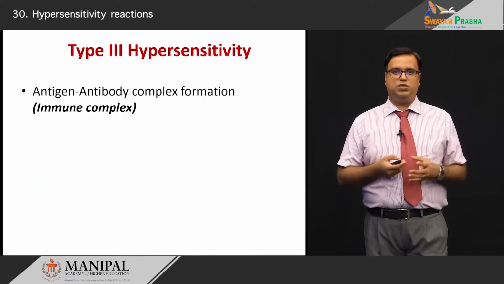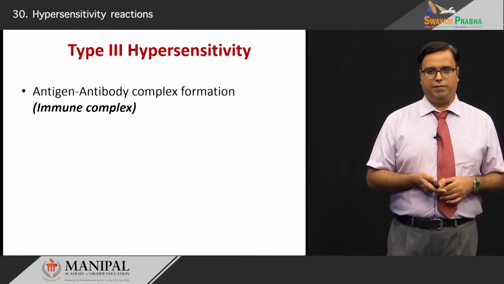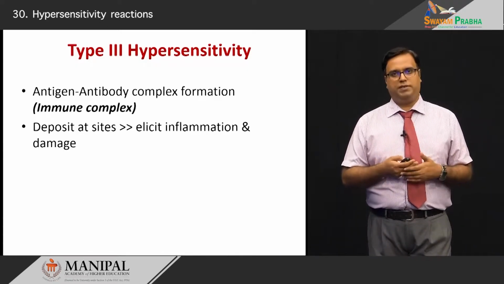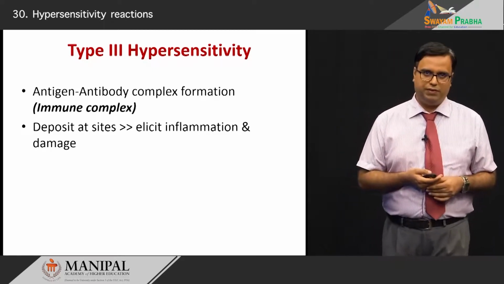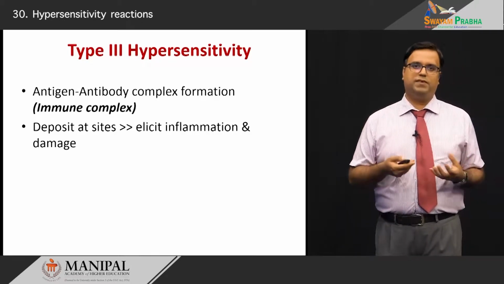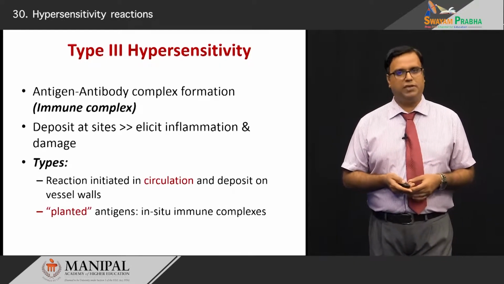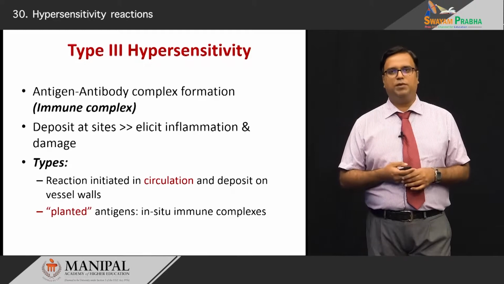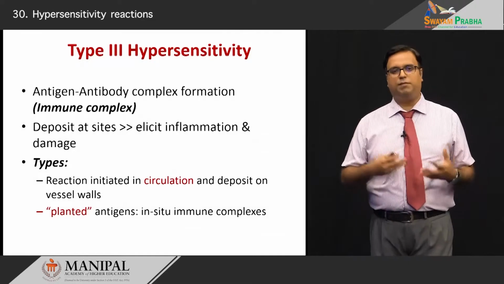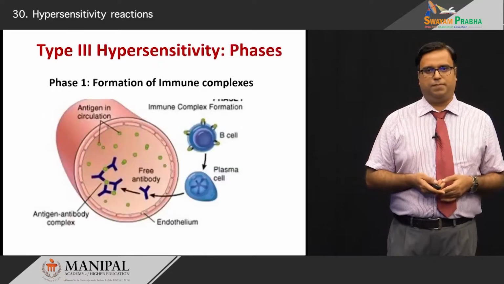Now this entirely has to do with what is called antigen antibody complex formation, simply put as immune complex formation in the circulation. Now these will move along with the bloodstream and get deposited at certain sites of interest, and once deposited there, they will elicit an inflammatory response, and this inflammatory response will then damage the underlying tissue. So this is the cornerstone of type 3 hypersensitivity reaction. Most of these ICs or immune complexes are in the circulation and they get deposited in the vessel wall. Some of them are of course planted antigens, which are also called in situ immune complexes.